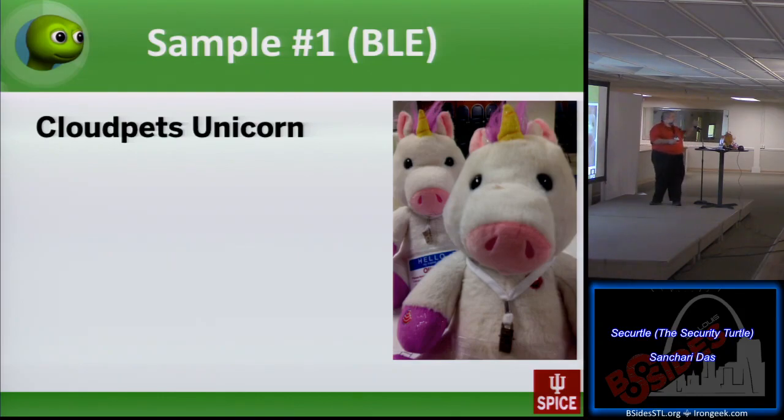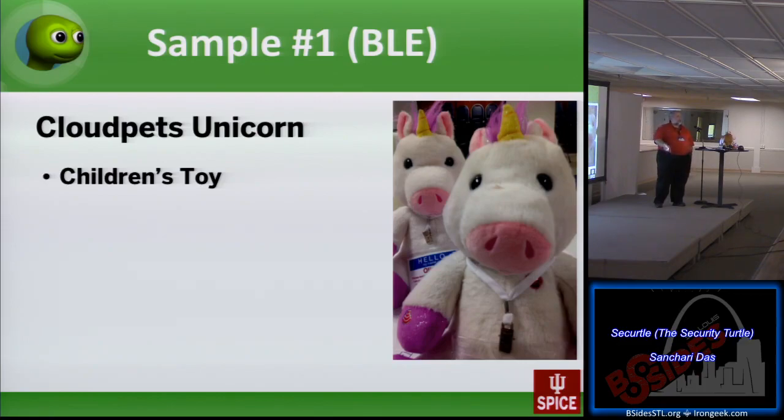So, let's talk about a case example. In front of me, I've got a Cloud Pet Unicorn. There's another one over there. Cloud Pet also made kitty cats. And the Cloud Pet Unicorn is a simple child's toy. It's actually a really good idea. When mommy or daddy have to go overseas and far away, this toy becomes the point of contact.